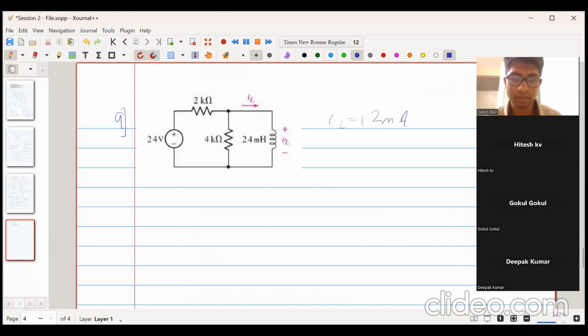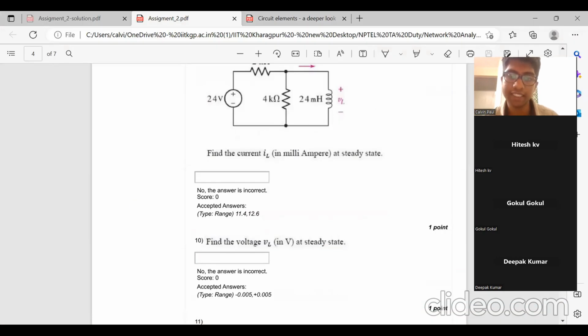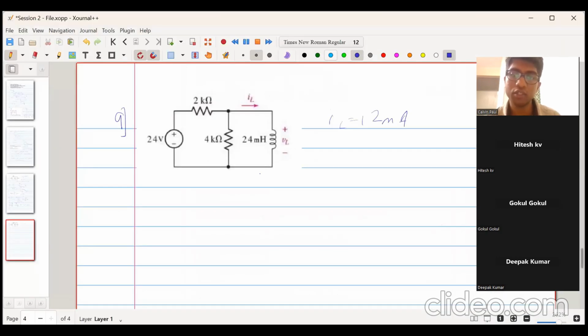Nice. Similarly, we want to find the voltage VL at steady state. So what will be the voltage across the inductor then? 0, sir. Why? At steady state, the inductor acts as a short circuit, so the voltage will be 0.